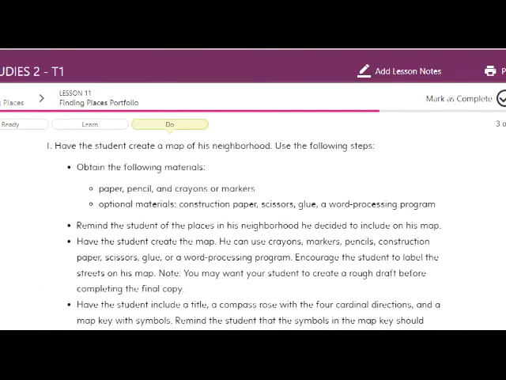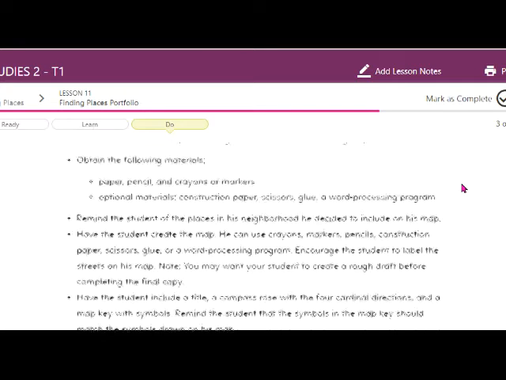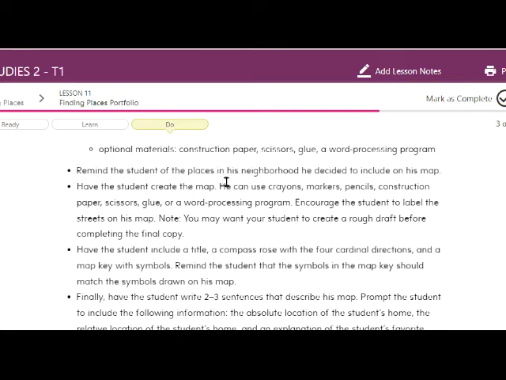So here are some more detailed directions for how you should complete your map. You're going to need materials like paper, pencil, crayons, or markers. You can also use construction paper, scissors, glue, a word processing program to practice your typing. But remember, you do want to use your very best handwriting as well. So think about the places in your neighborhood that you would like to use on your map. Then create your map. You can use crayons, markers, pencils, construction paper, any of those materials that you have at home.